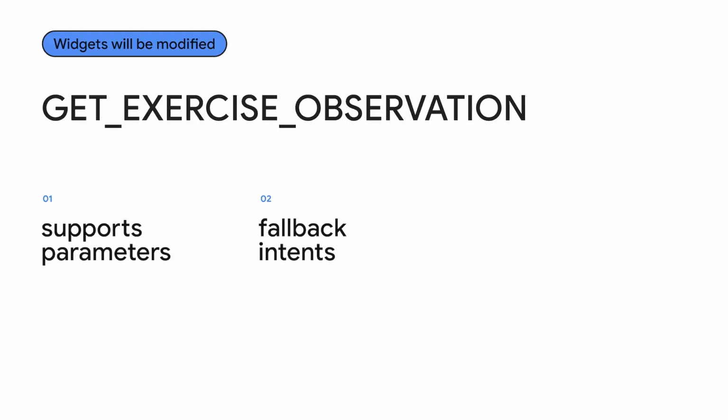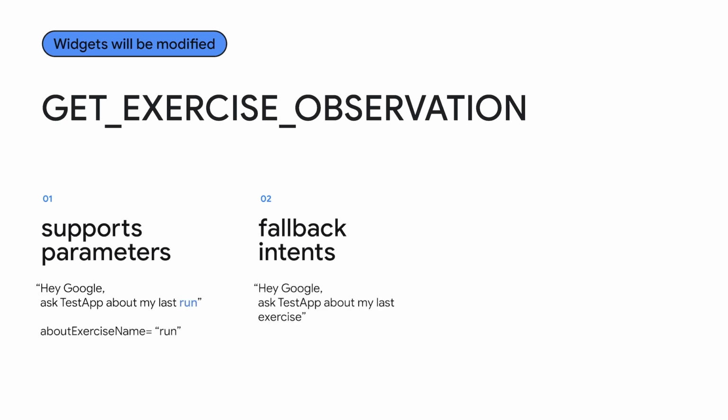Since we're implementing app actions into the widget flow, we'll need to factor in a few considerations. The get exercise observation BII supports parameters and requires a fallback intent. We'll go into depth on these two items later in the workshop. For now, the parameter considerations can be interpreted as the user requesting a specific type of exercise, like show me my last run, where run will be pulled from the user's query and set to the parameter. The fallback intent is the situation where a user doesn't specify a type of exercise, so the parameter value is null. In both cases, if a widget is triggered with a BII, you could provide a text-to-speech string for Assistant to announce when displaying your widget.